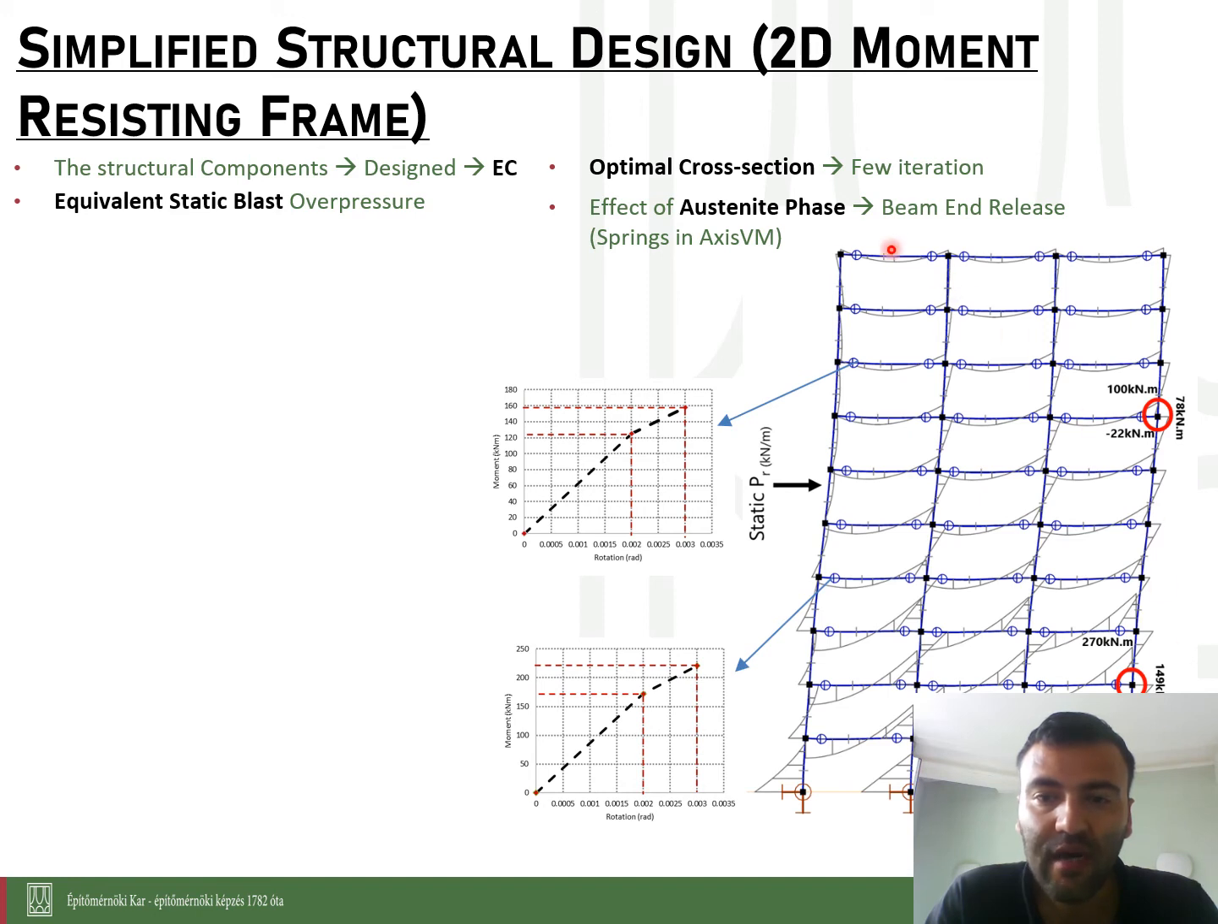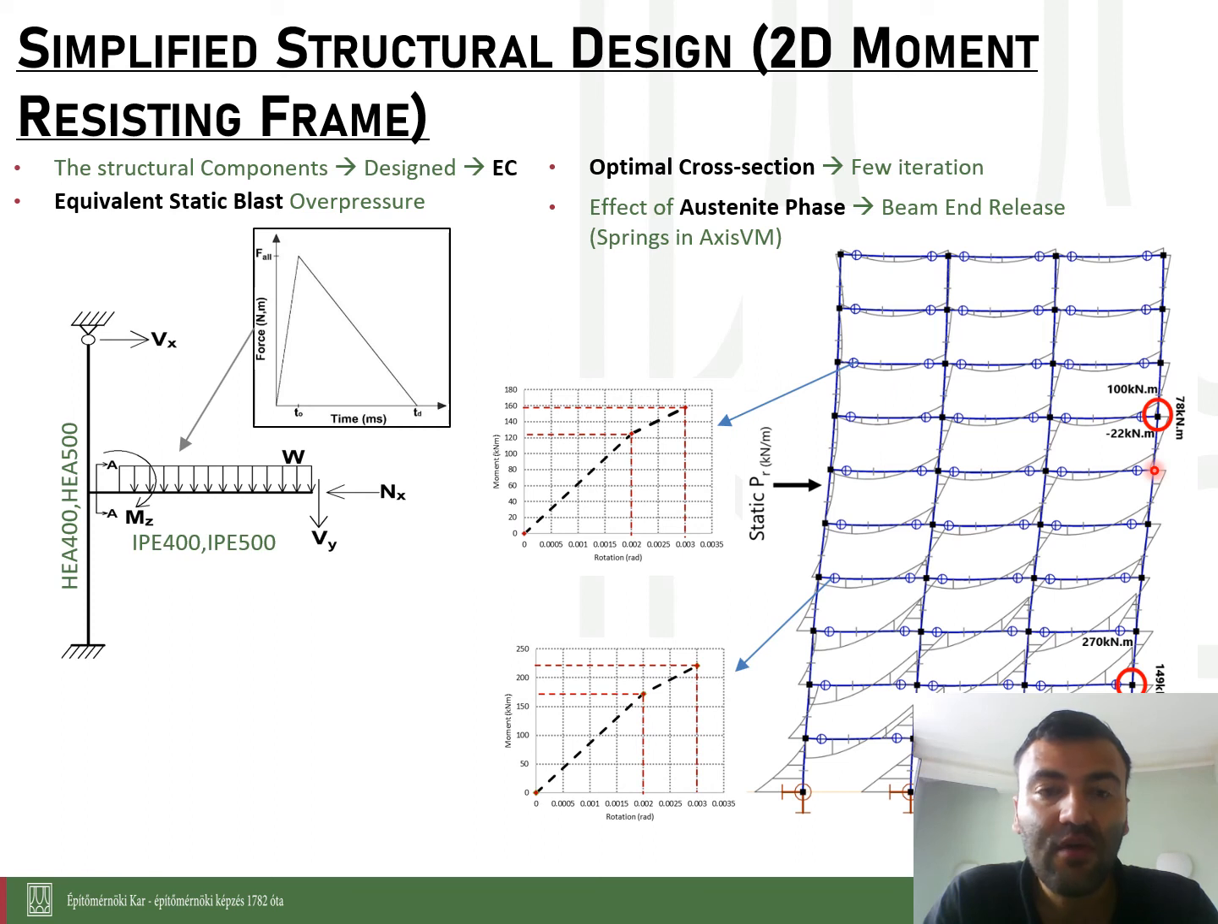Once we have the analysis of the 2D frame, the effect of the austenite phase of the nickel titanium shape memory alloy bolts has been included in the 2D analysis by having these end released beams. It's like a spring in AxisVM here. Then only the austenite phase is included. Once we apply the load, after a few iterations, we have the section sizes. That's why we have two section sizes, the bigger one used in the lower columns, the smaller in the upper columns.